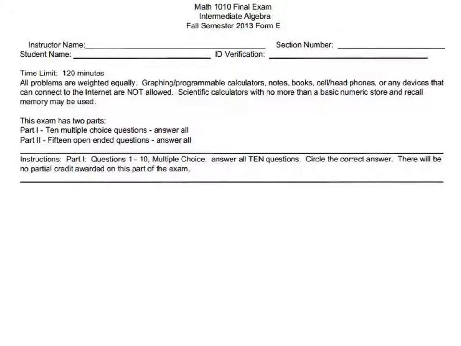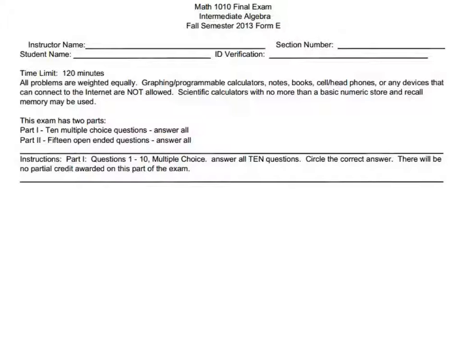No graphing or programmable calculators, no notes, no books, no cell phones, headphones, any other devices that can connect to the internet. Nothing like that. What is allowed is scientific calculators with no more than a basic numeric store and recall memory.